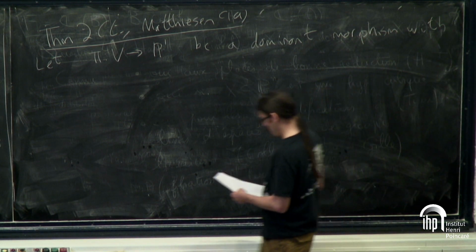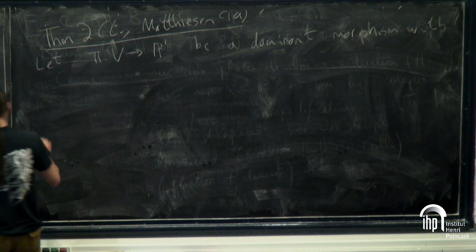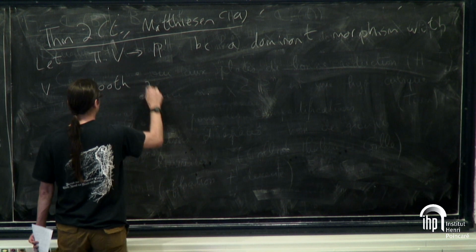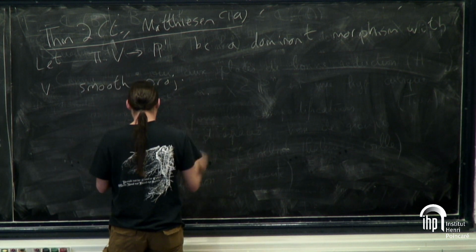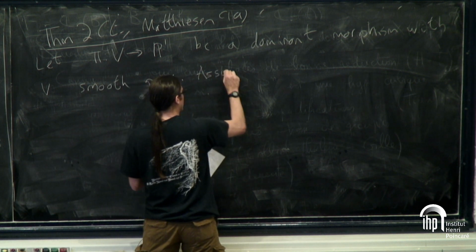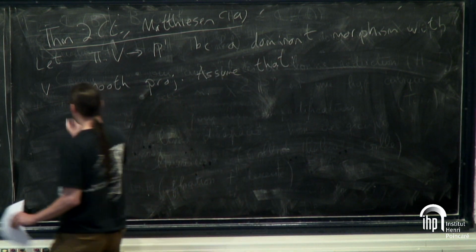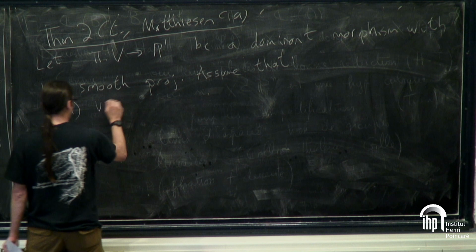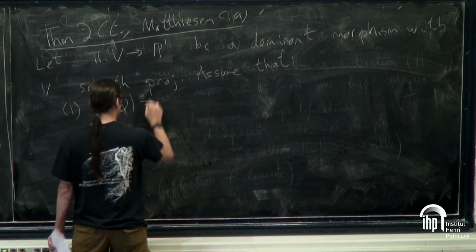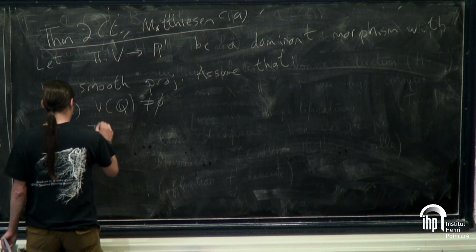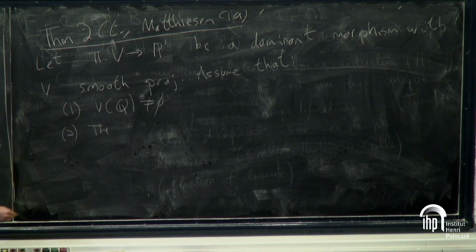So my usual assumptions, with V smooth projective. And I'm going to write down the assumptions. First of all, we need to make sure we're not counting the empty set, so assuming there's a rational point.